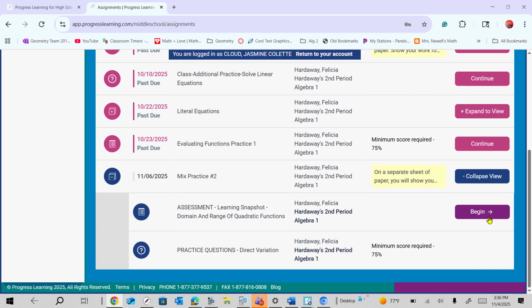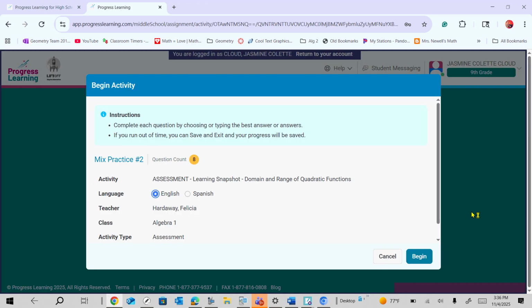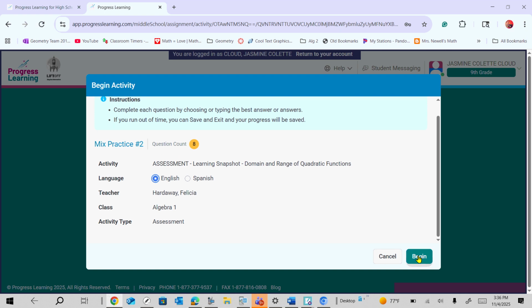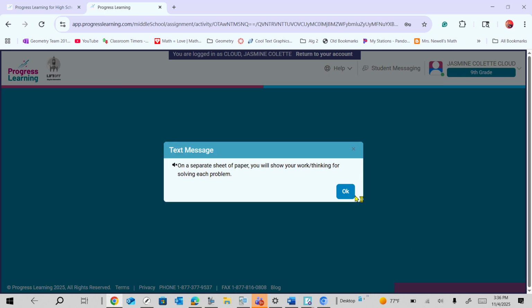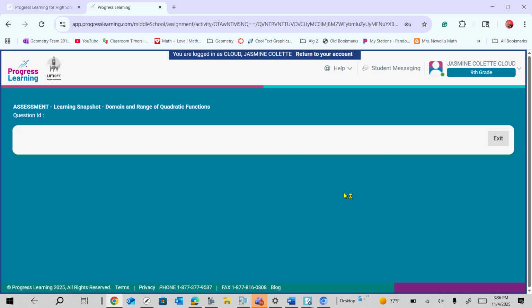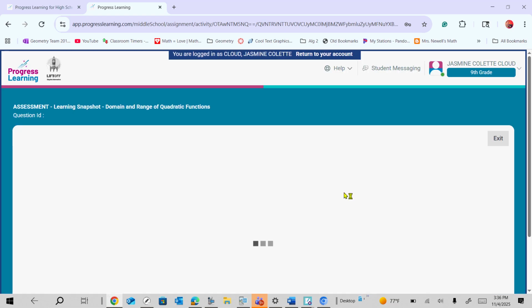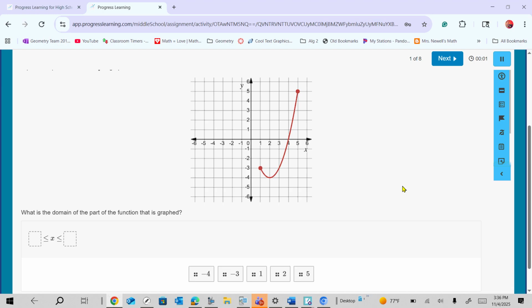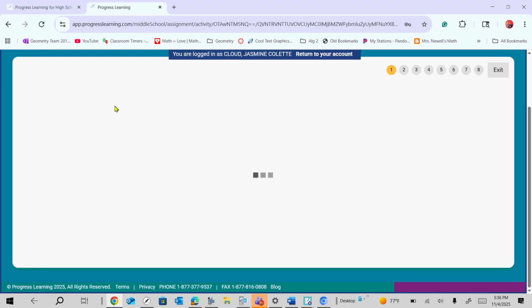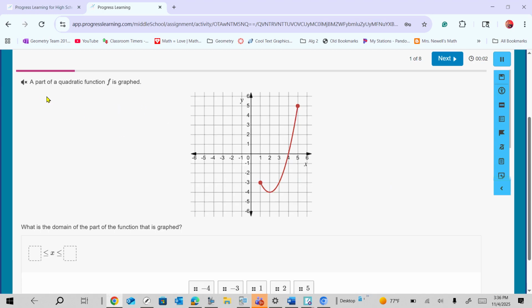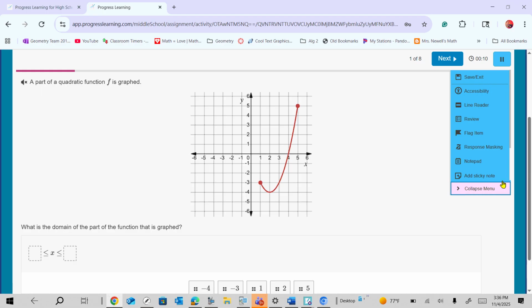You're going to hit begin. And I'll just kind of go through some problems with you and some of the tools that you have. You need to do some scratch work on a separate sheet of paper when necessary. Okay, so here's our example of a problem that you have to do. A part of the quadratic function is shown. So this is the quadratic part of it. What is the domain? And I'm going to go ahead and expand my view to get to my drawing tool here.